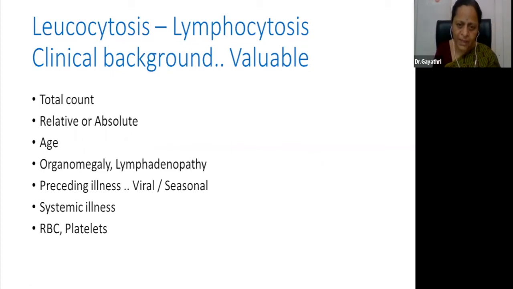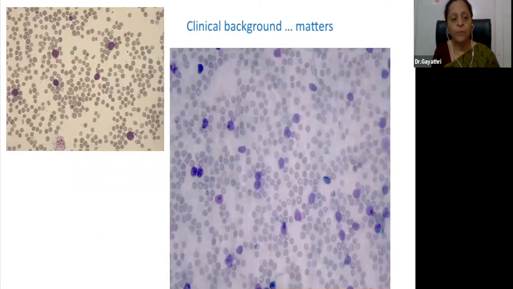Is there organomegaly? Is there lymphadenopathy? Was there a preceding illness? Was there a viral febrile illness? Is there a seasonal viral infection going on in the community? All these can help you to more intelligently or smartly interpret the lymphocytosis in a given case. Is there a systemic illness, especially an autoimmune disease? Are there any red cell and platelet abnormalities? All these will help you interpret the lymphocyte morphology and how I show you.